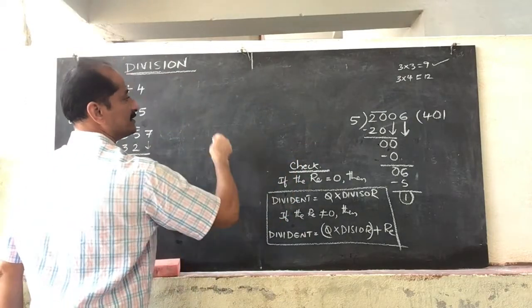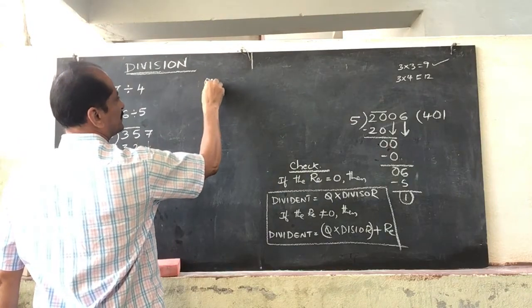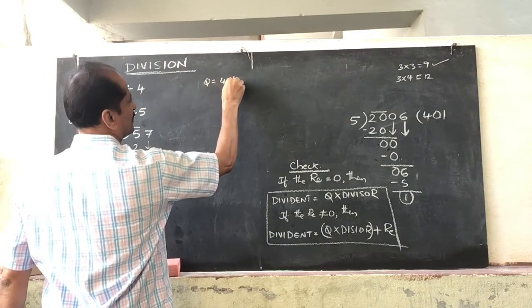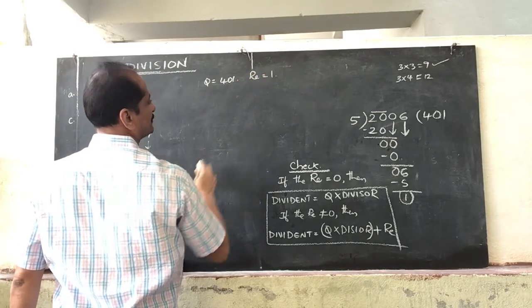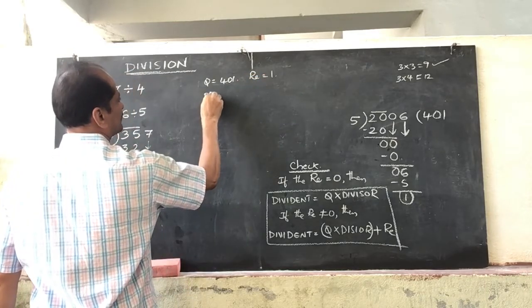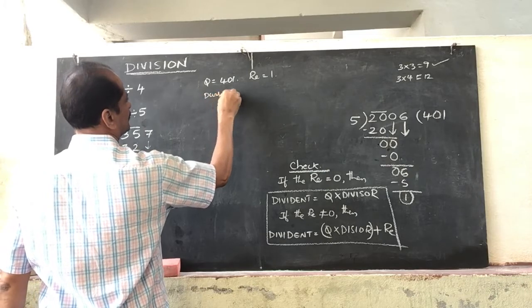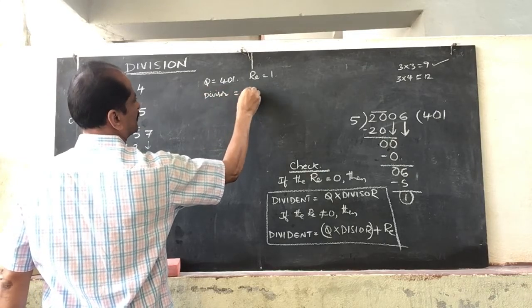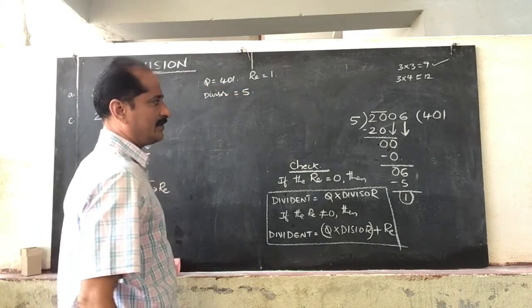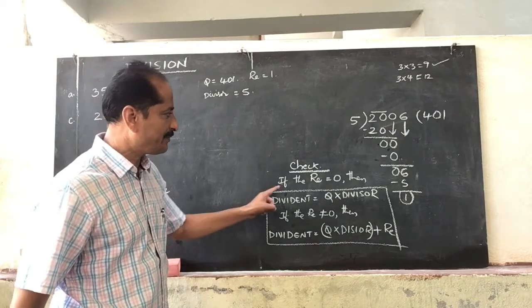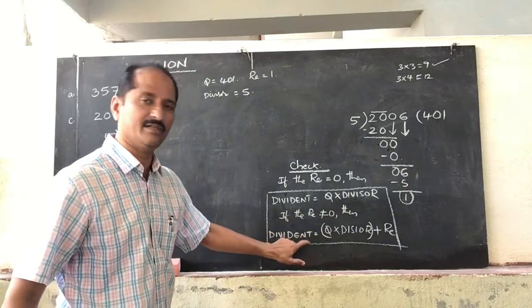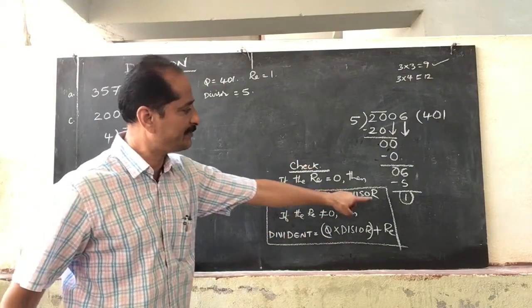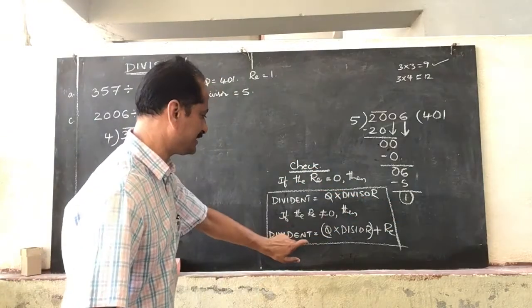So what is this? Quotient is equal to 401. Remainder is equal to 1. Divisor is equal to 5. Now what is the check formula? If the remainder is 0, this is. But if the remainder is not 0, then this one. So remainder not 0. Here remainder we got 1. So you take the second formula.